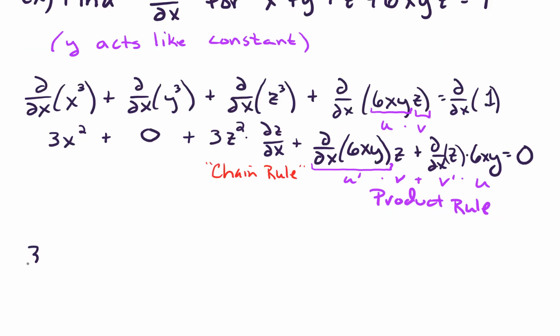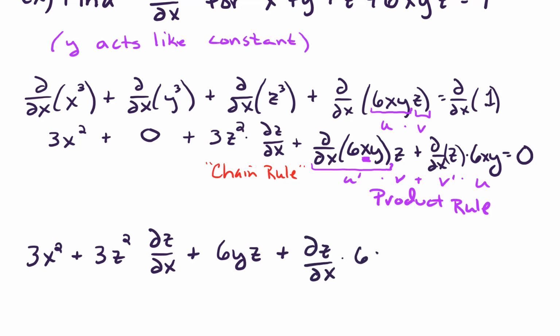We have a 3x squared plus 3z squared dz/dx plus the partial derivative with respect to x of 6x times y. The partial derivative with respect to x of 6xy simply works out to 6y. Remember, x is your variable, y acts like a constant. So the derivative of some constant times x times another constant is just 6y. Okay, and then we had a regular z. No derivative with that factor. Okay, so we're all set there. And now moving on to the partial derivative with respect to x of z, that's just going to be dz/dx times the regular first factor, which was 6xy.